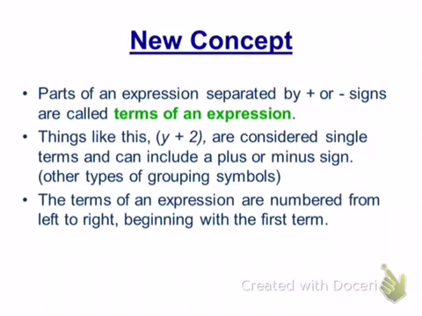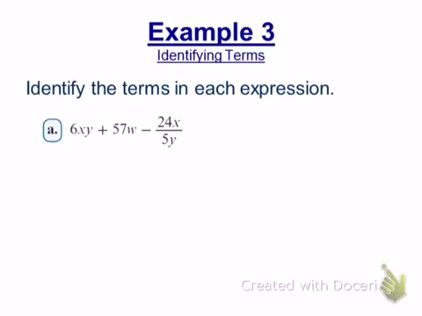The terms of an expression are numbered from the beginning, from left to right, beginning with the first term. You don't need to write that down. So, identify the terms in each expression. How many terms are we looking at here? 3 terms, right? What's the second term? 57W. The third term? 24x over 5y. Okay, so all we're doing is getting definitions here.